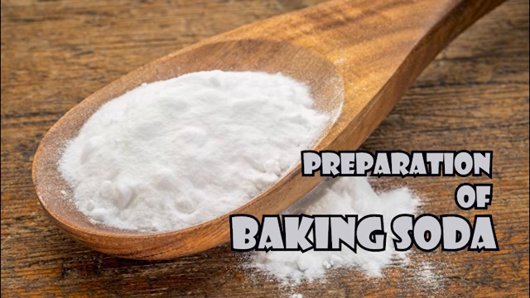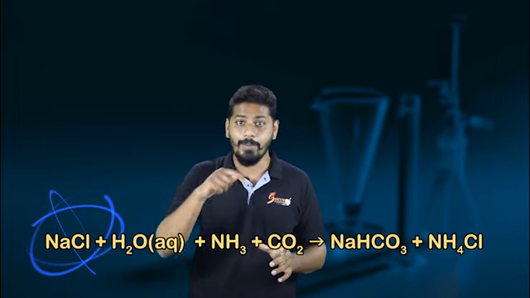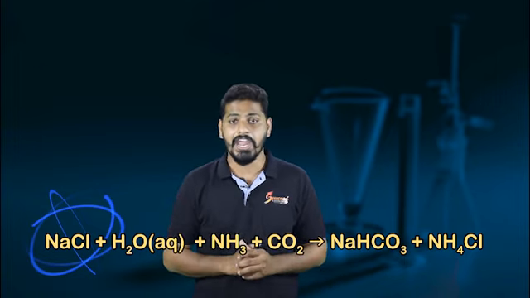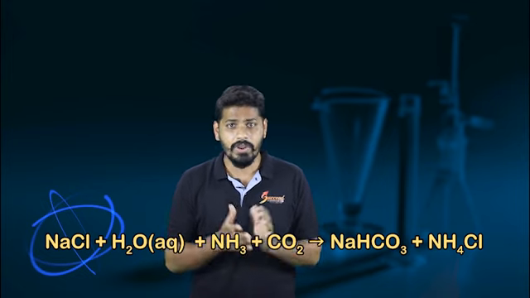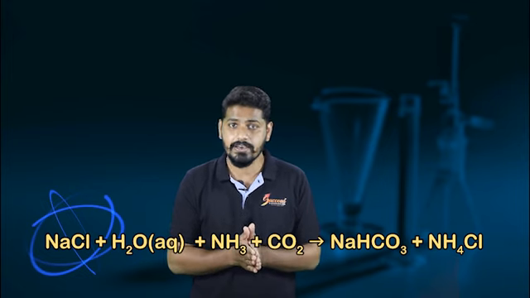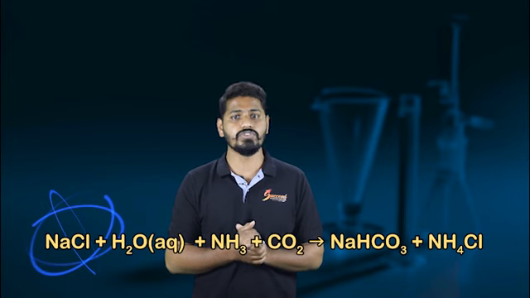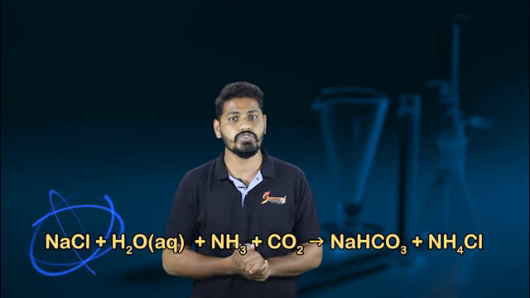The next salt is about how to make baking soda, and this is very important in our kitchen, right? The baking soda is formed when NaCl, sodium chloride, is dissolved in water along with ammonia and carbon dioxide. It forms baking soda along with ammonium chloride. Where do we use this? Yes, of course, I told you that already. We use it mainly in the kitchen.